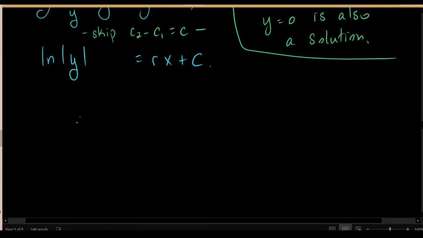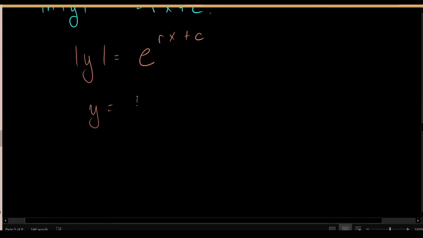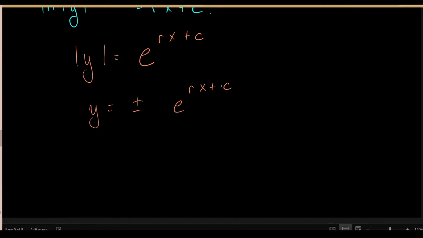I need to get rid of the natural log, which means that I need to employ the natural exponential. E to the power rx plus c. Raise everything on the right-hand side so that it's an exponent on e, which means that y could be equal to plus or minus e to the rx plus c. Now this is a perfectly valid way to express the complete set of functions which are solutions to the given ODE. But there's a more traditional way to express these solutions to this problem.